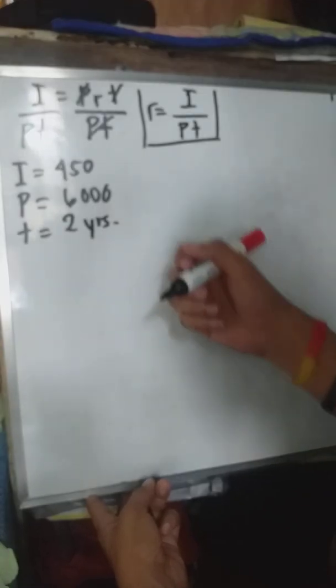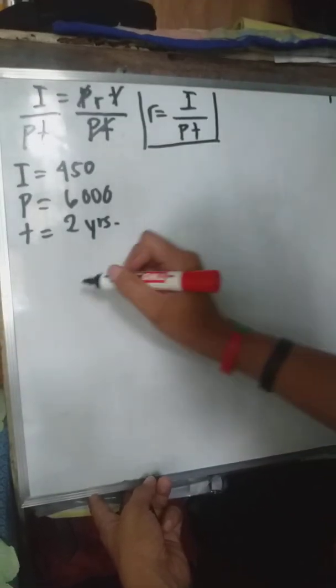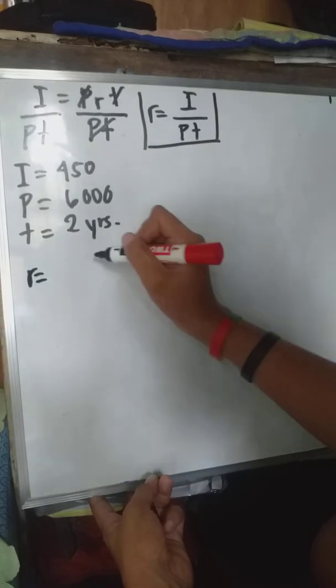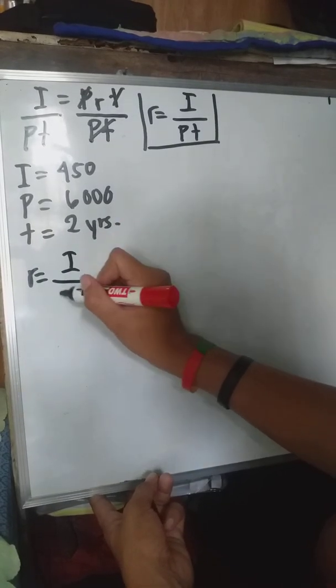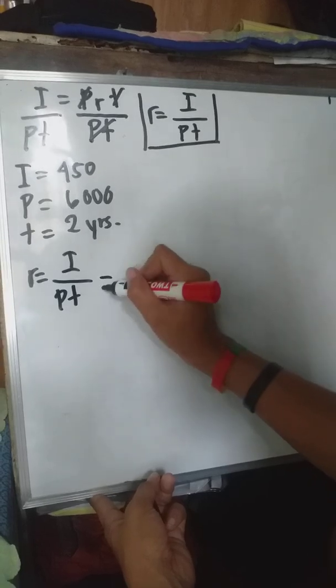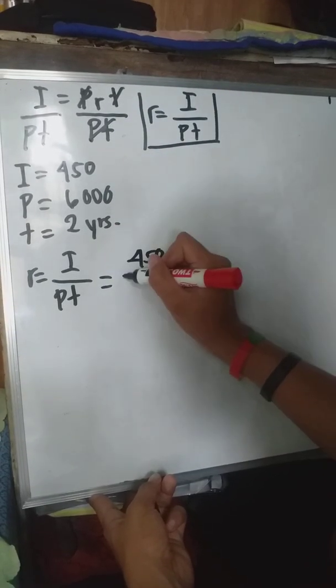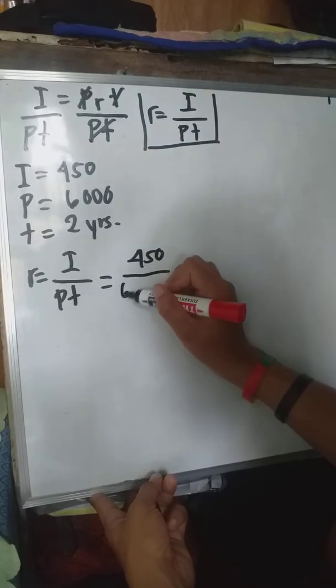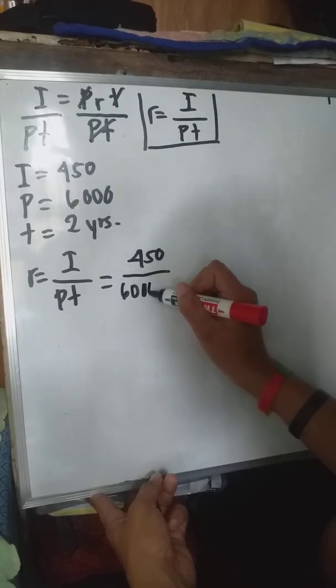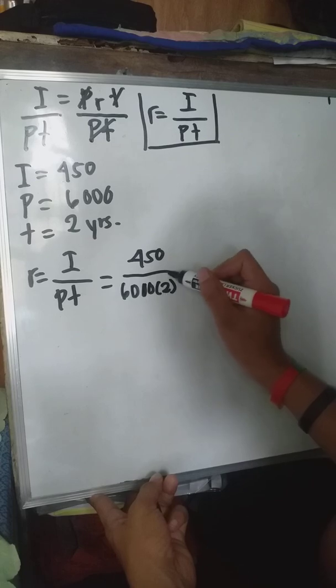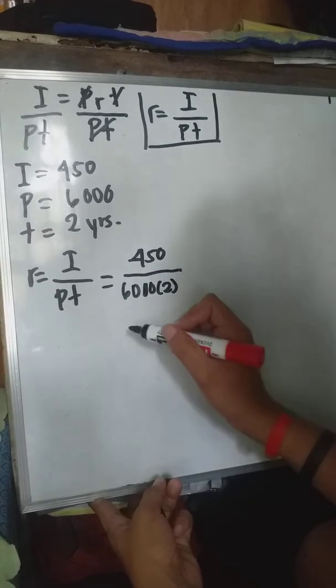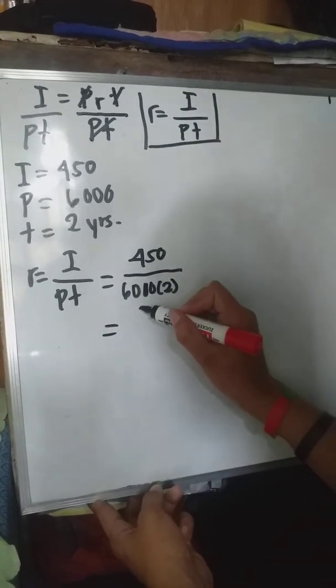Now, meron tayong mga given. Substitute natin po sa formula. R is I divided by PT. So, what is I? I is 450 divided by 6,000 times 2. Now, you can use your calculator, class.